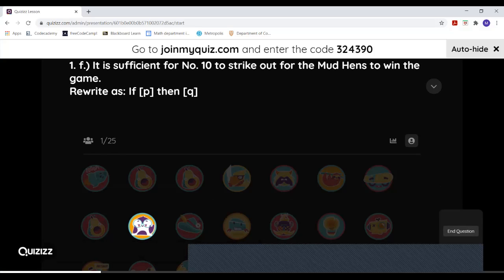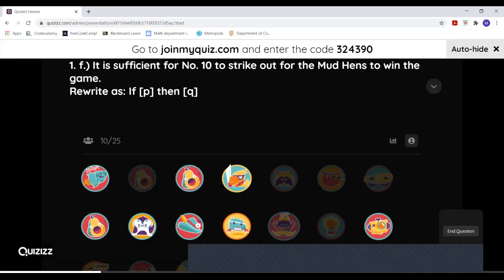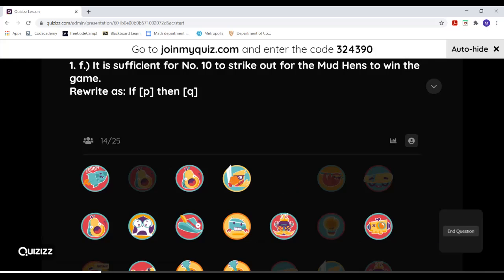All right, so it is sufficient for number 10 to strike out for the Mud Hens to win the game. So sufficient means if you meet that, then you can guarantee the other one, right? And the way this worksheet's set up, it's kind of set up, here's one way, here's one the other. I don't know if y'all noticed that, but that's the way it's set up.